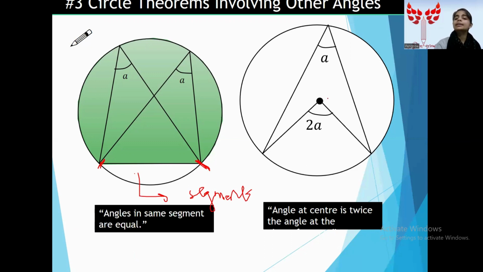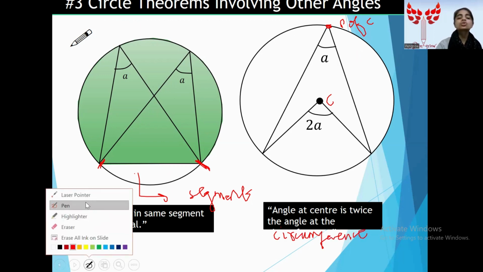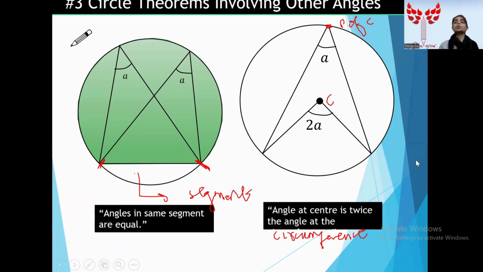An angle at a center, this is your center and this is your point of circumference, right? Angle at the center is twice angle at the circumference. Here the word is being cut. So angle at the center is twice the angle at circumference, right? So I hope these two theorems are also clear to you. You can revisit them to actually learn them, right?